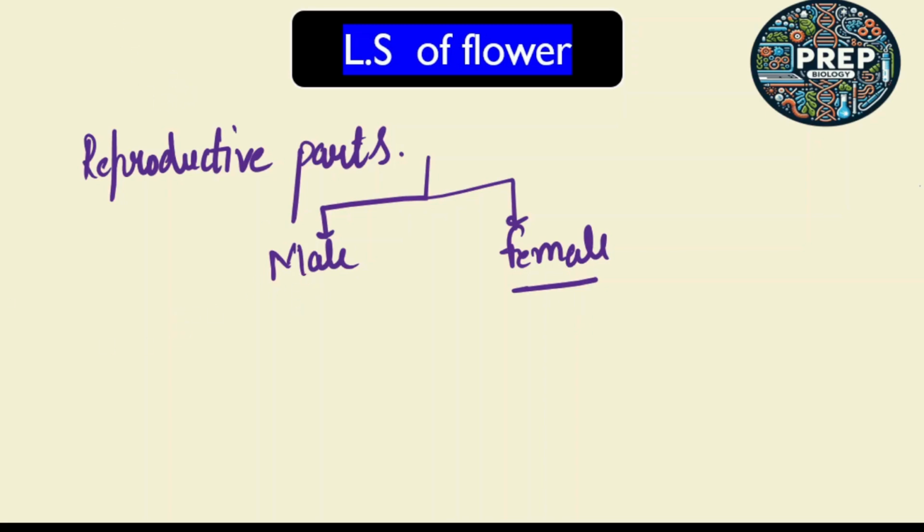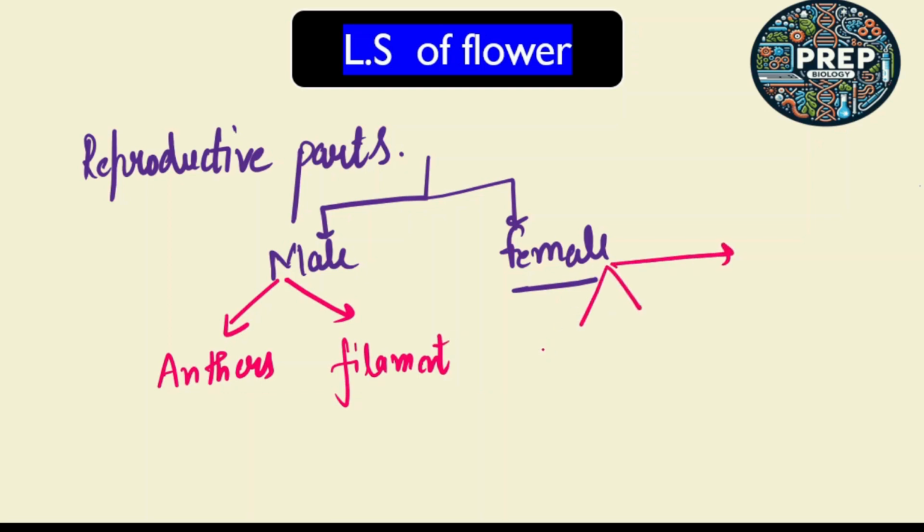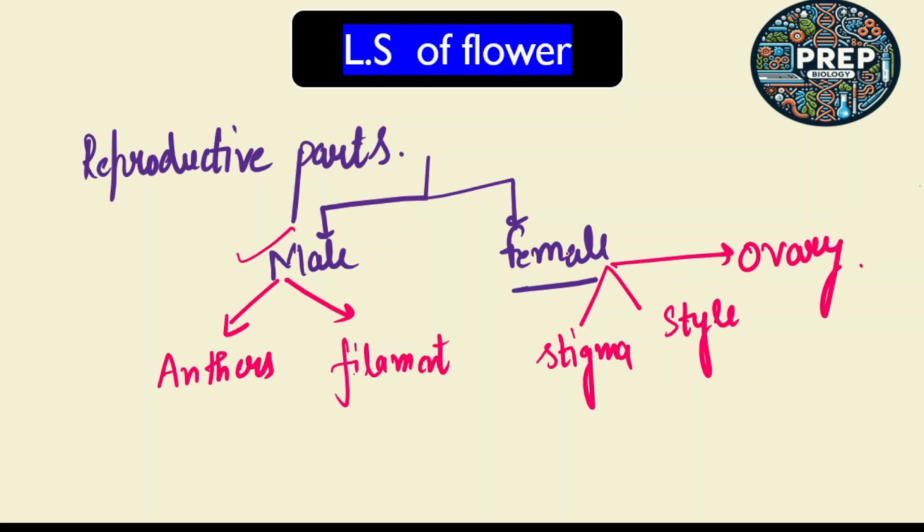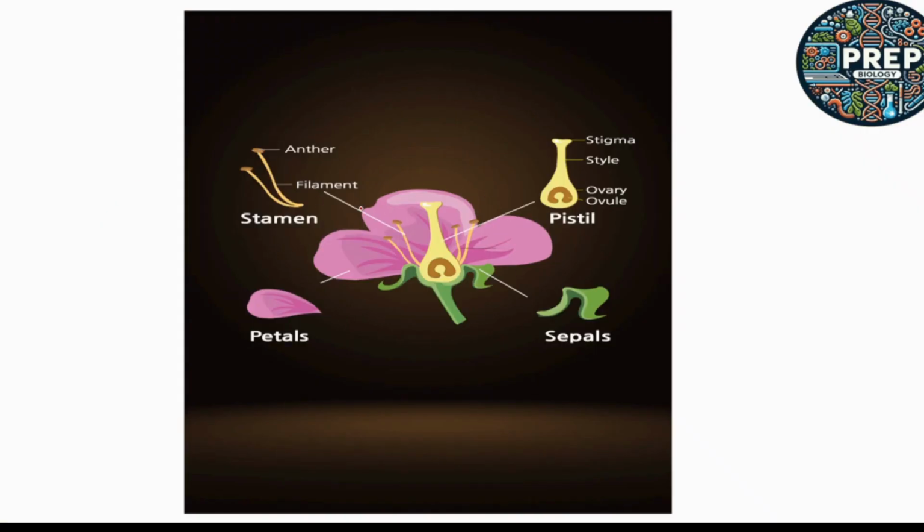Let's see the male part first. Male part contains two structures, anther and filament. And female part contains three structures, stigma, style and ovary. Is it clear? Male part is anther and filament. Female parts are stigma, style and ovary. Let's see the structure of the flower. So this is the LS of flower.